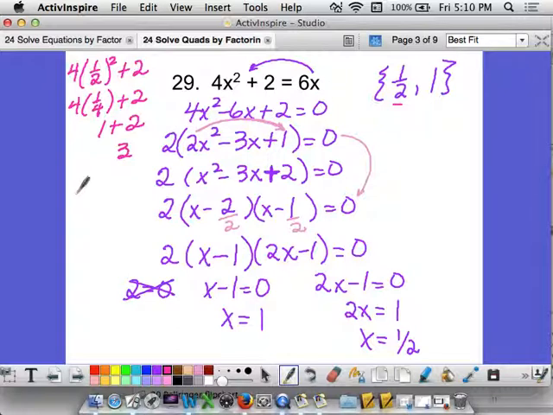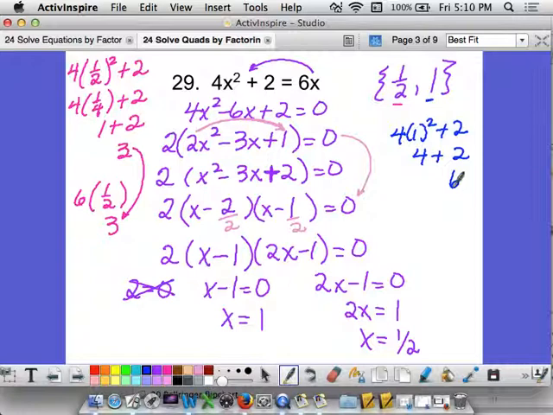Now I'm going to go to 6x. 6 times 1/2 is 3. Because these are the same, I know that 1/2 is a good answer. Now I'm going to try 1. I'm plugging it in right here. 4 times 1 squared plus 2 is 4 plus 2, which is 6. Plug in 1. 6 times 1 is 6. Since these match, both of these are equal, then I know both of these answers are good. So checking is not hard. We'll continue this on the next video.